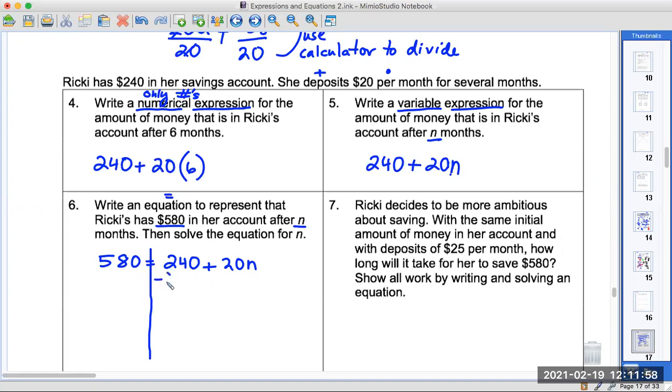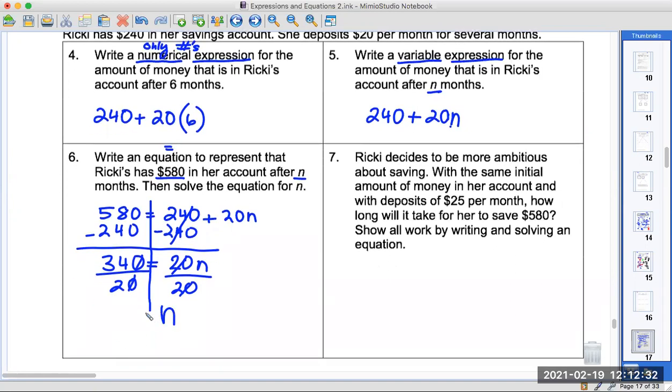I'm going to subtract 240, move that over here, combine it with the other number. 580 minus 240 is 340. 20n. Divide by 20, both sides. Use a calculator if you must, or you can just see you can cancel common zeros. The number of months is 34 divided by 2, 17 months. N is the number of months.